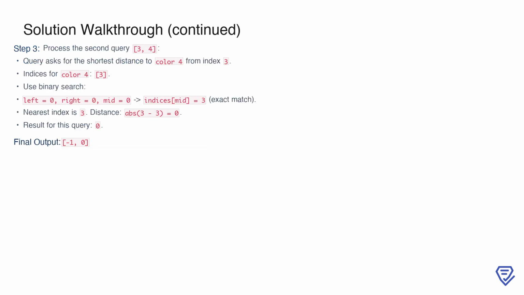For the second query, [3, 4], we are tasked with finding the shortest distance to color 4 from index 3. From our preprocessed data, the indices for color 4 are [3]. Using binary search, with left equals 0 and right equals 0, the midpoint is mid equals 0, or indices[mid] equals 3. This is an exact match to the target index 3. Therefore, the nearest index is 3, and the distance is abs(3 - 3) equals 0. The result for this query is 0. Combining the results from both queries, the final output for this example is [-1, 0].